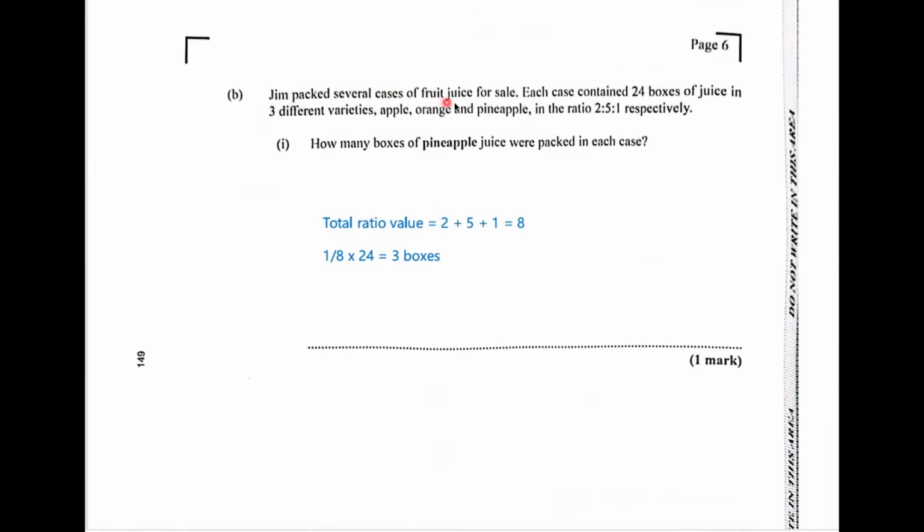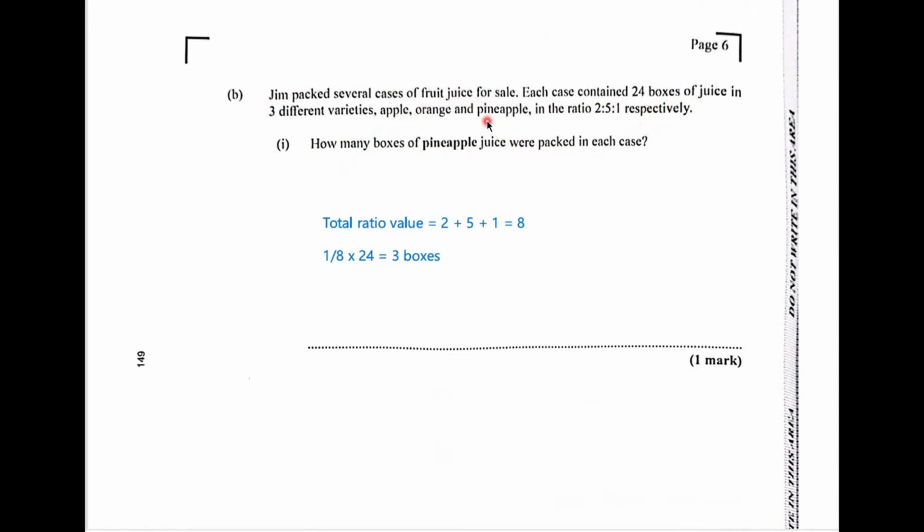So Jim packed several cases of fruit juice for sale. Each case contained 24 boxes of juice in 3 different varieties: apple, orange, and pineapple, in the ratio 2 to 5 to 1 respectively. How many boxes of pineapple juice were packed in each case?